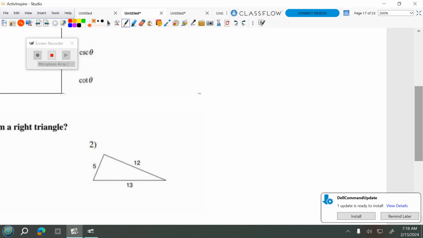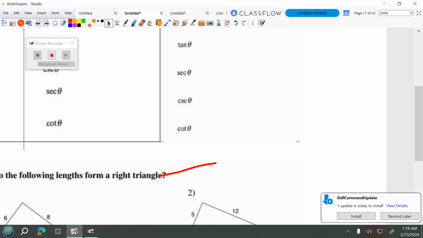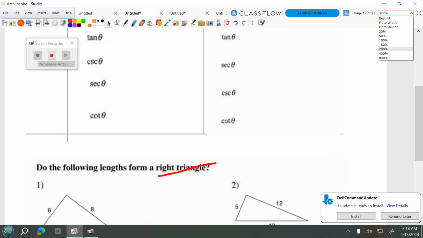My bad. Messed it up. Let's bring this over. Let's bring this over here. Make that 150%. There we go.